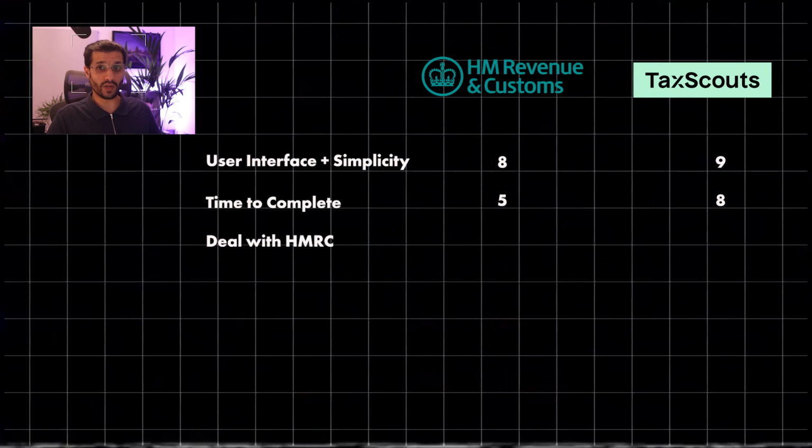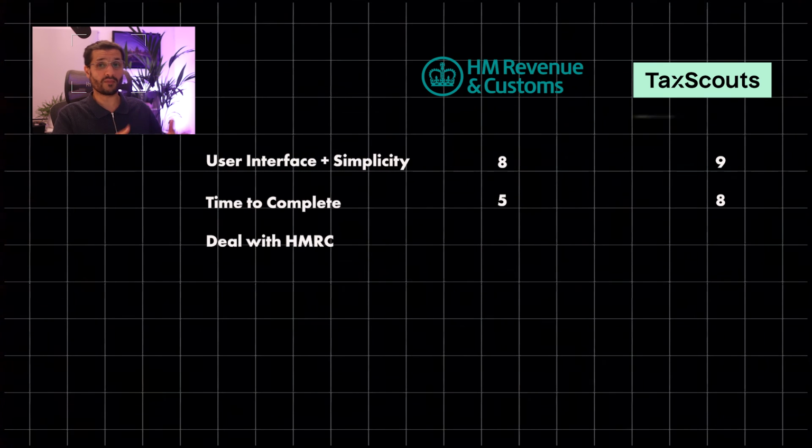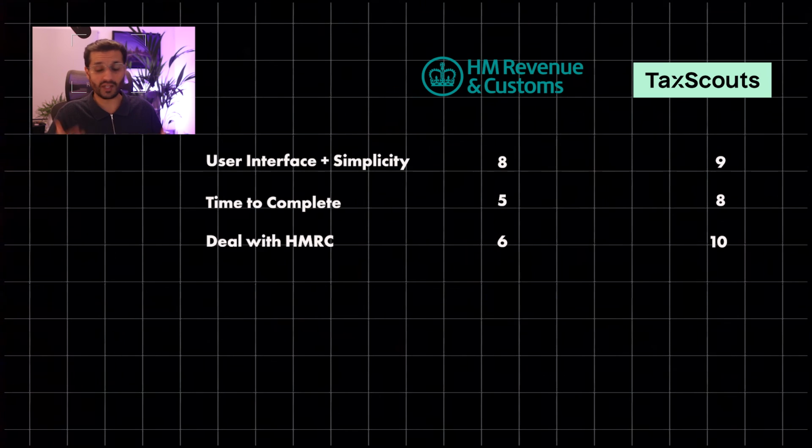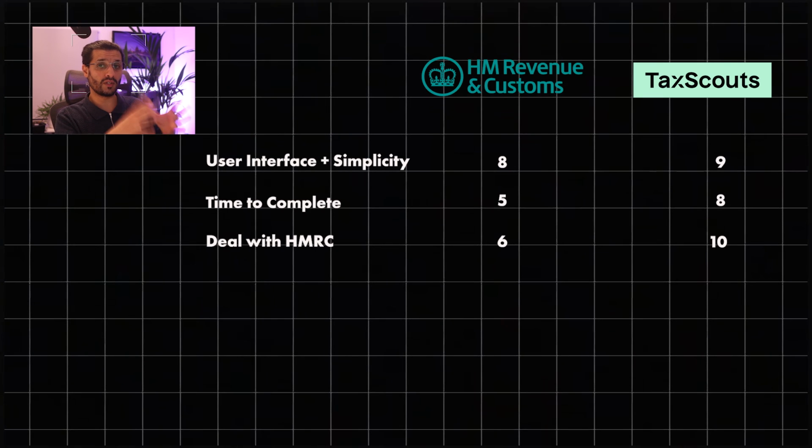Next is dealing with HMRC. I'm going to give HMRC themselves a 6 and Tax Scouts a full-on 10 here. With HMRC, well, you can actually phone them yourself if you have any points of doubt, clarification, etc. Their guidance is actually very, very good. I think it's excellent, to be quite honest. They've done a lot and really put a lot of effort into that. But the problem with dealing with HMRC, let's say on the phone, can be very, very laborious for a non-accountant.